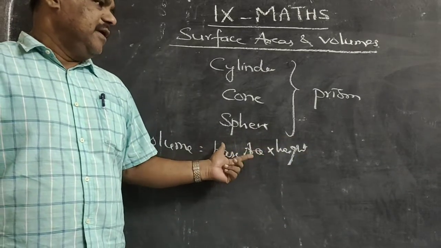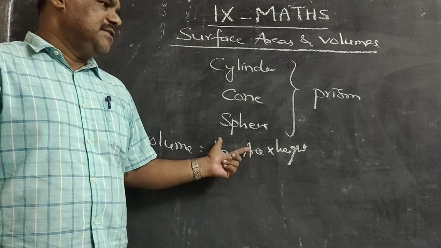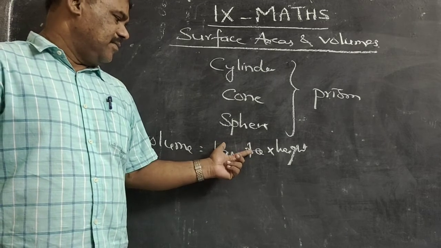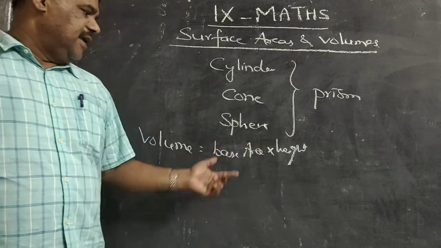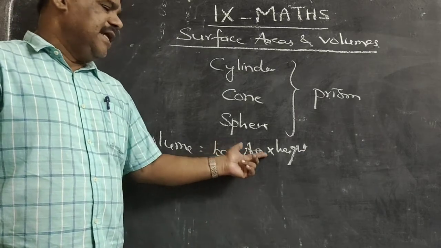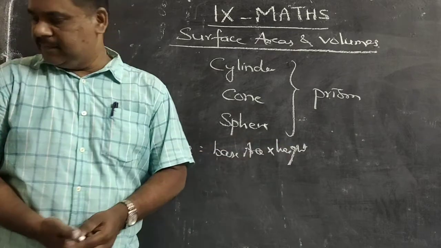So volume of a prism means base area into height. Base we have to see, in which shape it is. If it is a triangle, area of the triangle. If it is a rhombus, area of the rhombus into height.